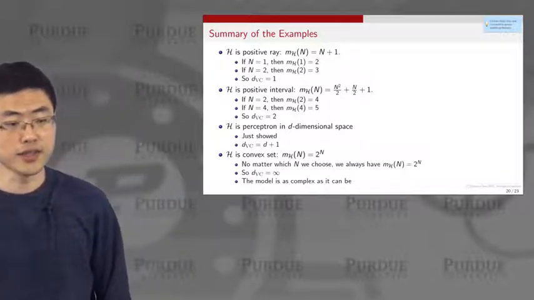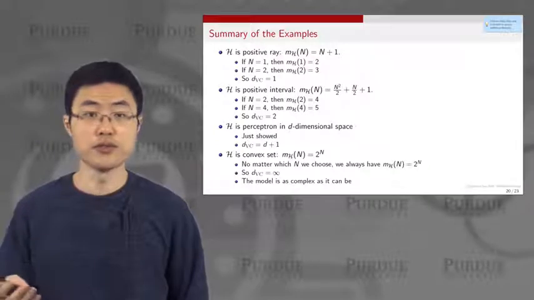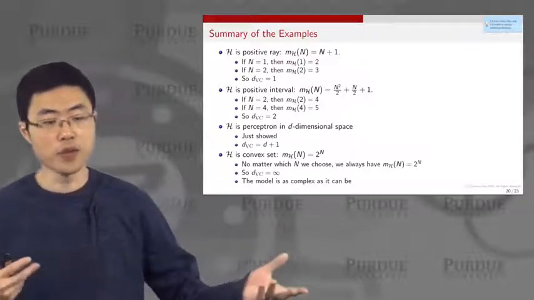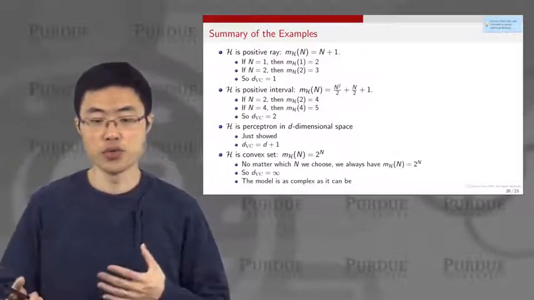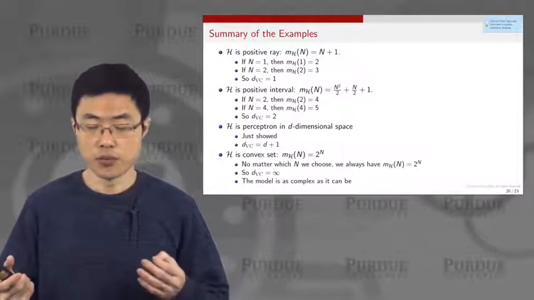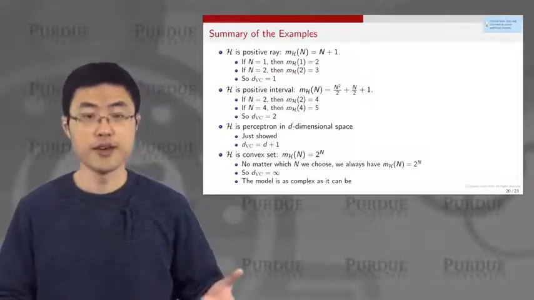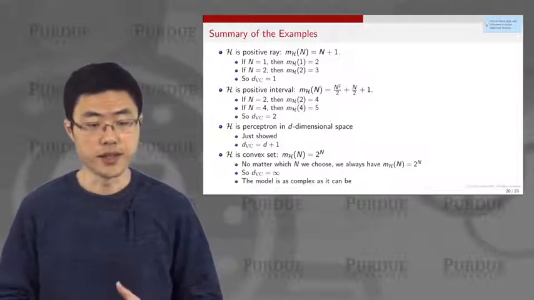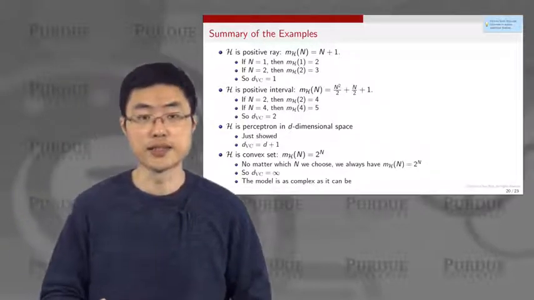If H is a convex set, then we show that the growth function is 2 to the power n, and no matter what n we choose, we can always show that the growth function m_H(n) is always 2 to the power n, and therefore the VC dimension is infinity, and therefore the model is as complex as it can be.